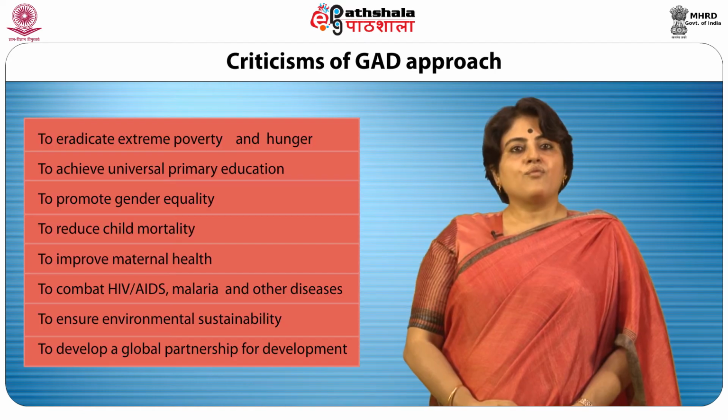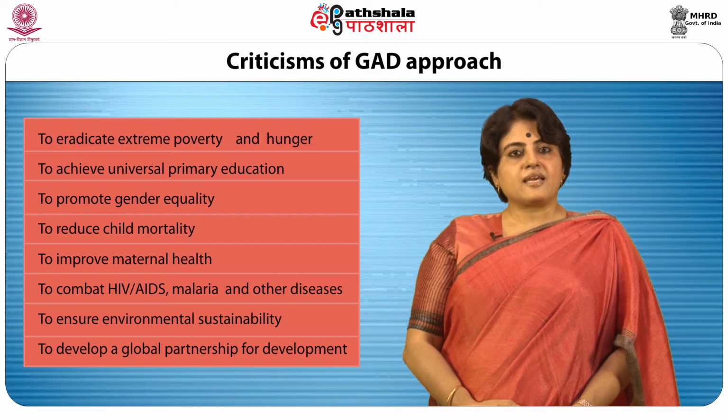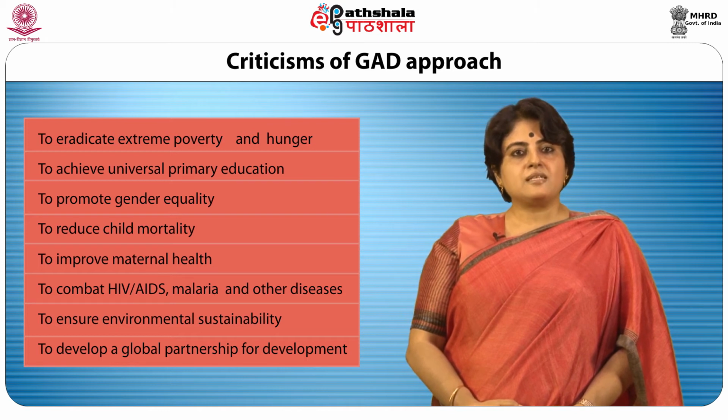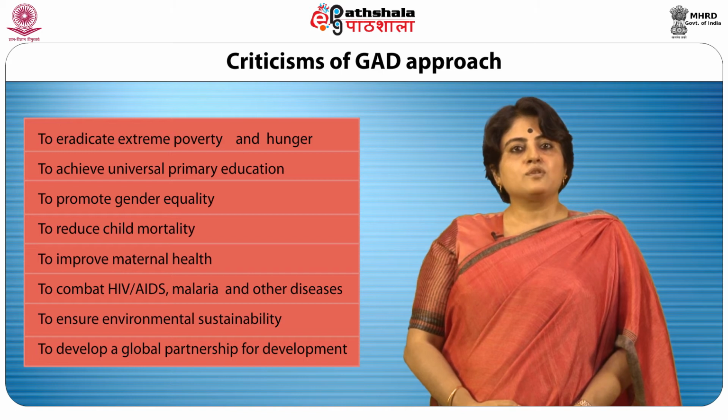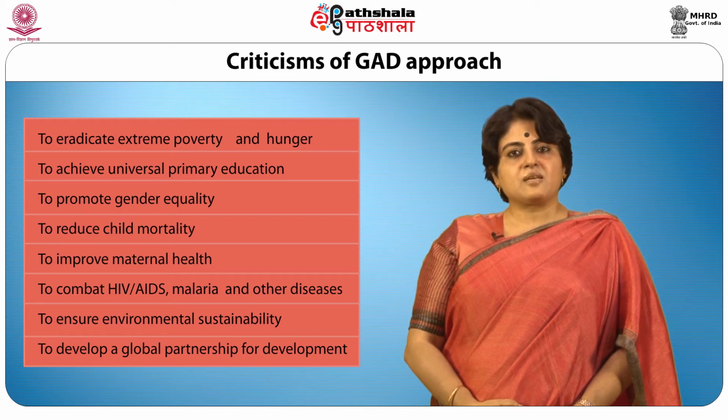They are: first, to eradicate extreme poverty and hunger; second, to achieve universal primary education; third, to promote gender equality; fourth, to reduce child mortality; fifth, to improve maternal health; sixth, to combat HIV/AIDS, malaria and other diseases; seventh, to ensure environmental sustainability; and finally, to develop a global partnership for development.